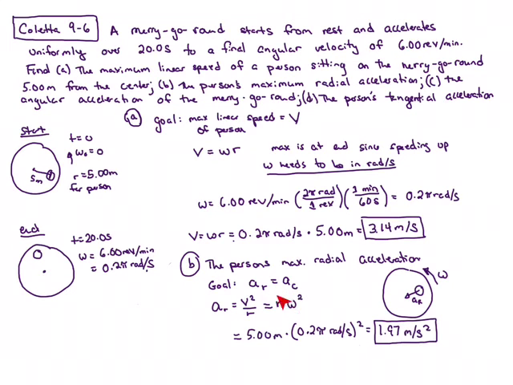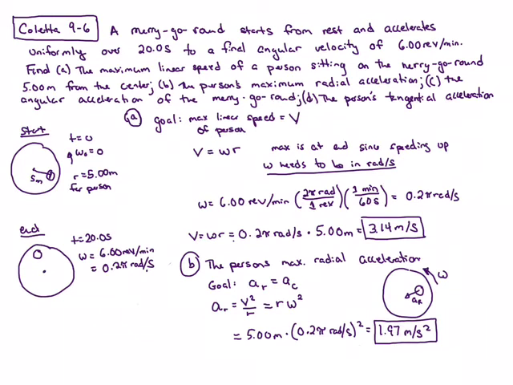All right, I decided to use this equation. I plugged in the radius and the angular velocity squared. When I plugged it in, I got 1.97 meters per second squared. And remember, I can ignore this radian, so I just have meters per second squared for the units. All right, let's move on to part C, where we want to find the angular acceleration of the merry-go-round.